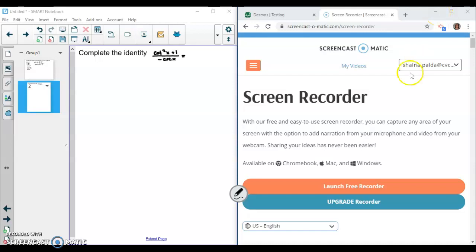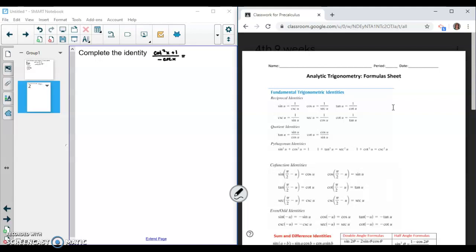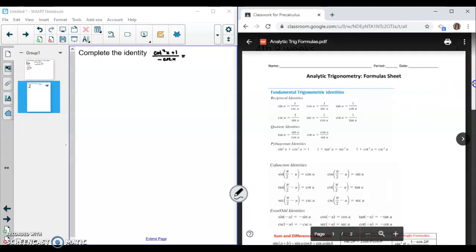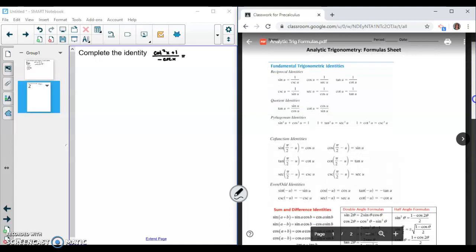Okay guys, this would be my second example I want to share with you. For this one I'm going to remind you that you have this analytic trig formula sheet. This will help you tremendously as you're working through these. Try to keep this close at hand for yourself.